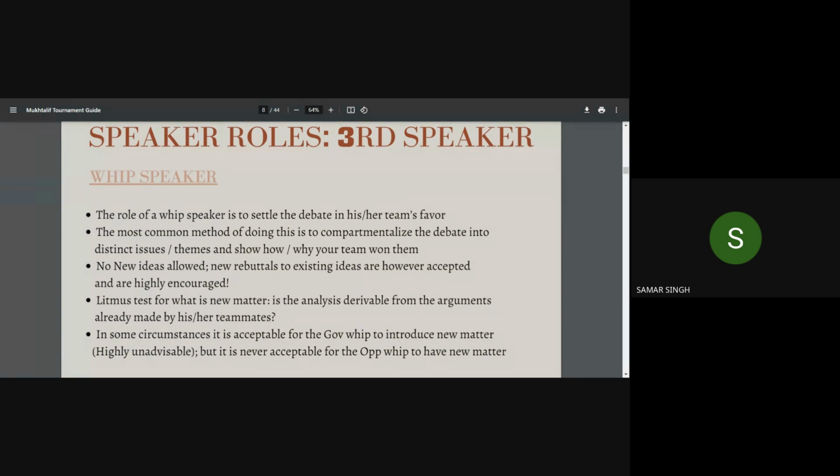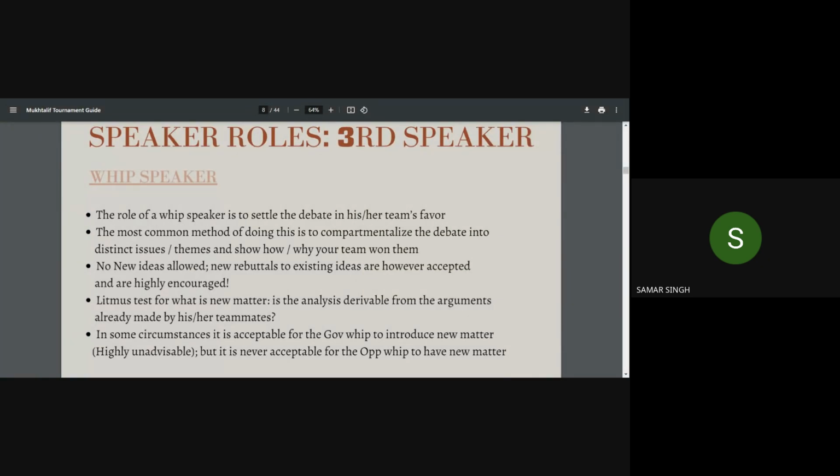Okay, Ishita, it is inadvisable for the government whip to present new ideas because now the other team does not have a chance to rebut it. They do not have time to prepare their rebuttal. How? Let's say the government whip gives a whole new argument, which is the strongest argument in this debate. But now the opposition whip is the last speaker of their team. They do not have time to prepare a rebuttal. So it is not fair for them to get a new argument from your side at the very end of this debate.